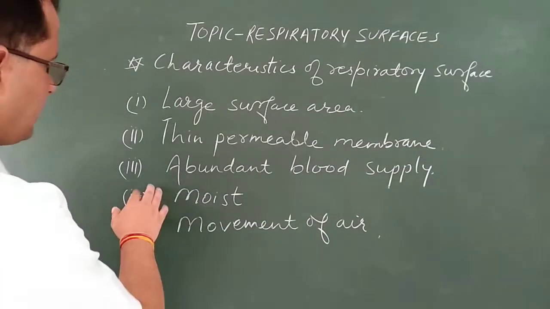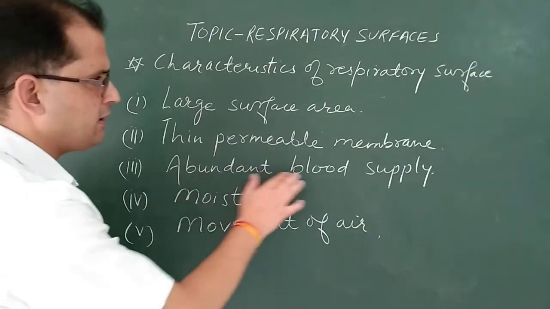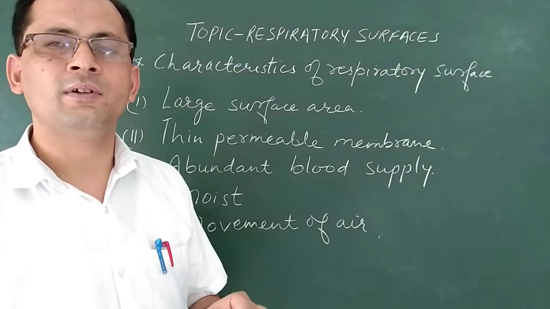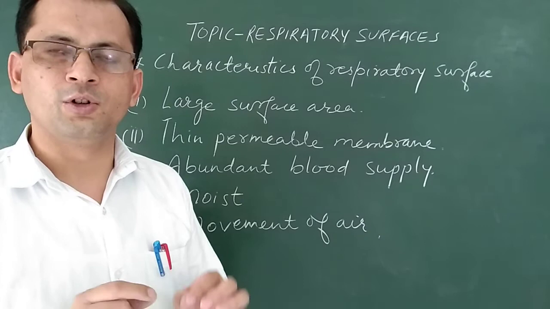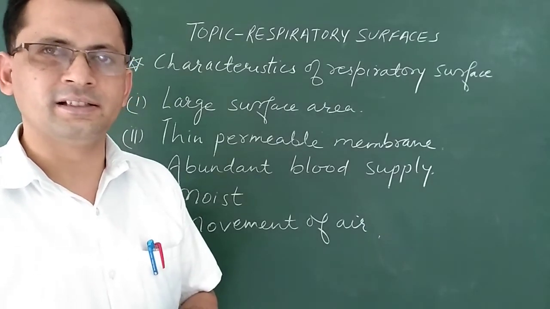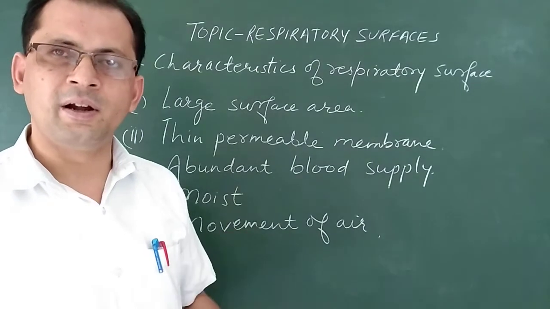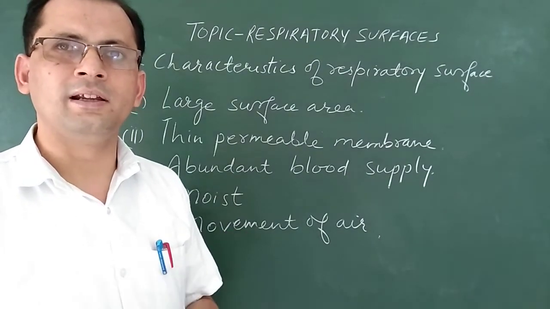Next beta, the respiratory surfaces should have abundant blood supply. So the respiratory surfaces should have more supply of capillaries so that there is quick diffusion of the gases. If there is abundant blood supply to the respiratory surfaces, the gases will be diffused quickly.